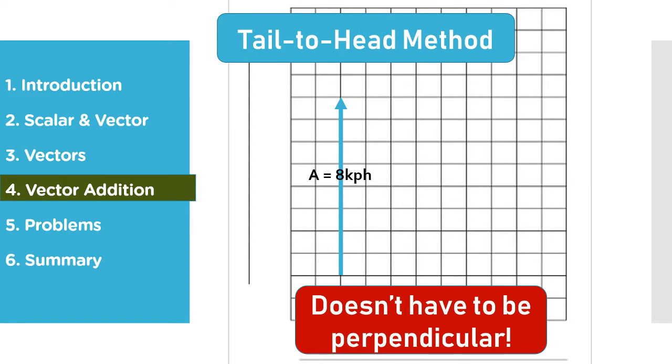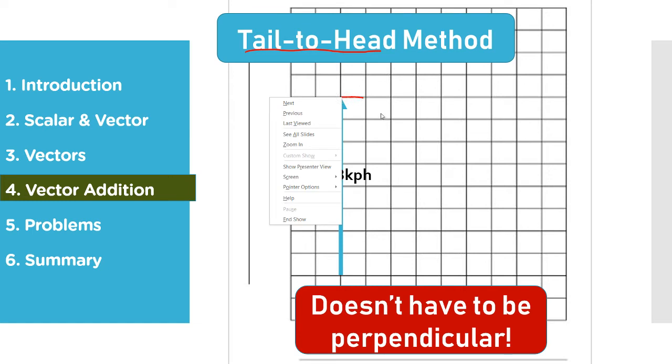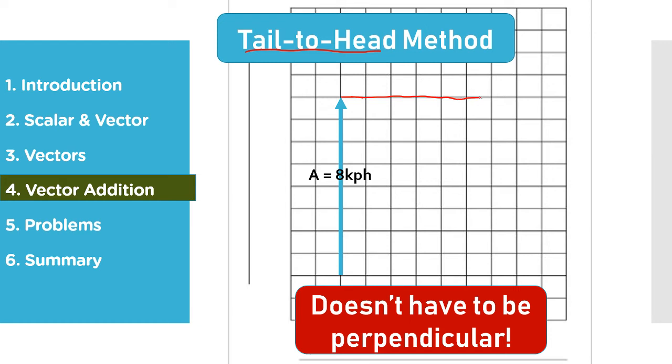Another way to do it would be the tail to head method. There are two tail to heads in this kind of method. First is to put the tail of one on the head of the other. Again, as you can see, I'm drawing proportionally. And then, after you draw the tail of one on the head of the other, you connect the tail of one to the head of the other. So another tail to head situation, and you have the tail to head method.